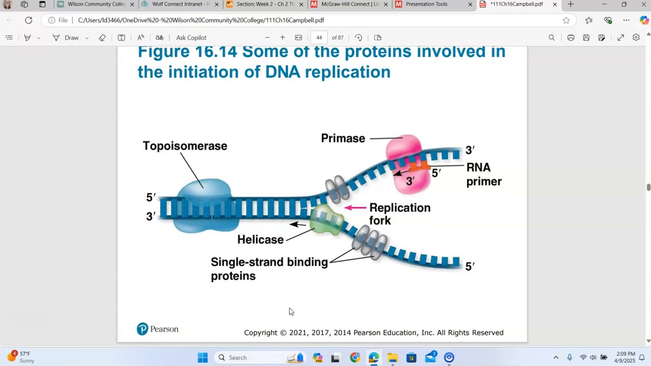So here you can see a picture. Basically, you've got an original double strand of DNA. DNA helicase is this green molecule, and it just moves along the DNA, and it unwinds and separates the two strands. Then you have these little gray oval-shaped single-strand binding proteins, and they prevent the two strands from binding back together.